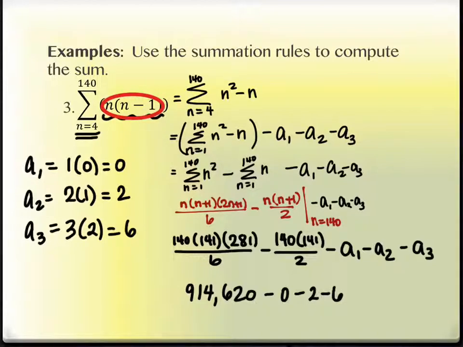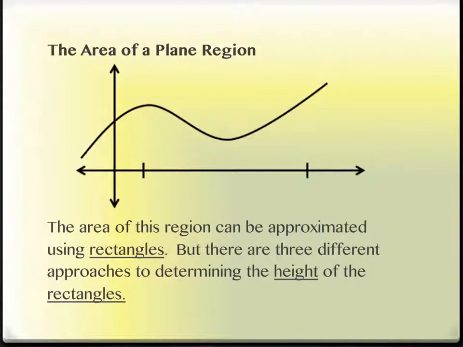914,620 minus 0 minus 2 minus 6 gives me what? 914,612. Okay, so fun stuff with summations, but that is not the title of the section that we're working in. The title said area. So what is the connection? Well, the connection is exactly what happens next. So now that we understand how these summation notations work, we're going to apply them to areas under curves.